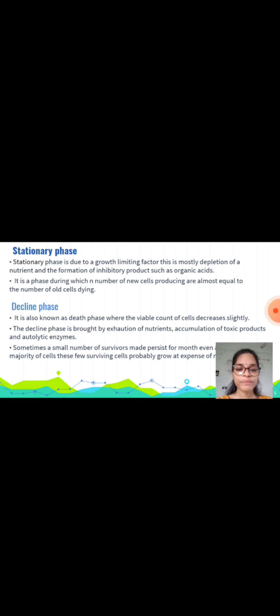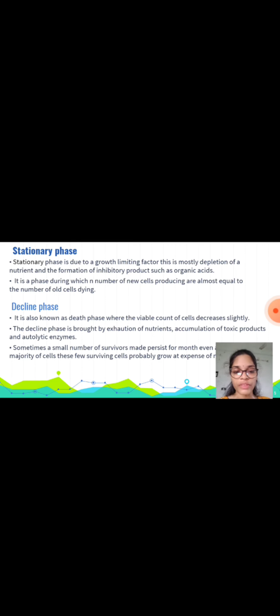Then coming to the stationary phase. It is the continuation of the log phase. Here there is no increase in the number of the bacteria. No growth can be seen, as the nutrients available for the growth of the bacteria have been utilized in the log phase. There is no availability of nutrients for growth, so no growth takes place here. The growth rate is almost equal to the death rate. The number of cells being produced is almost equal to the number of cells dying, so in the stationary phase there is no net growth of the bacteria.